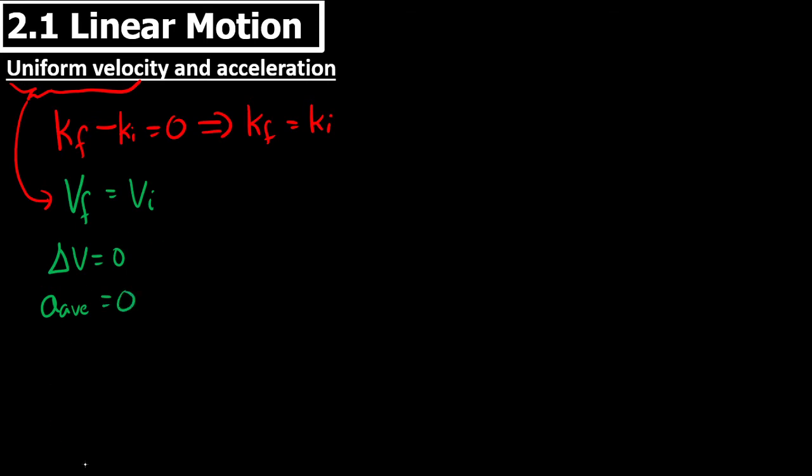Okay, so same thing that you can do with acceleration. When we say uniform acceleration, the implication is that your final acceleration will be the same as your initial acceleration. So what that means is that your delta a is 0. Okay, so next.